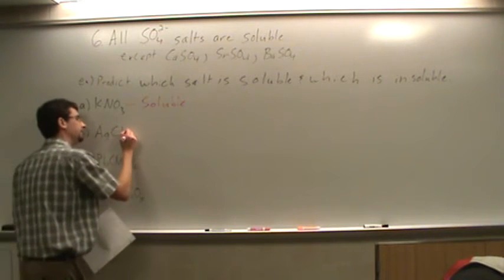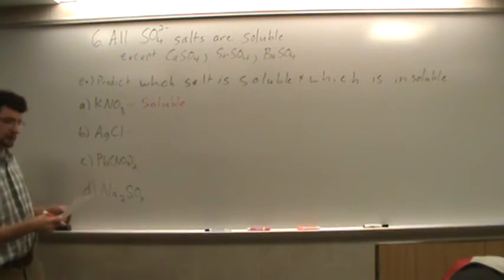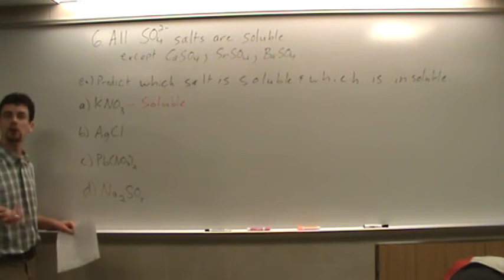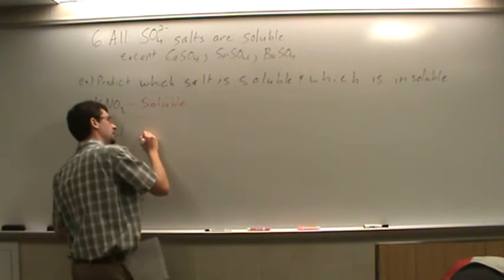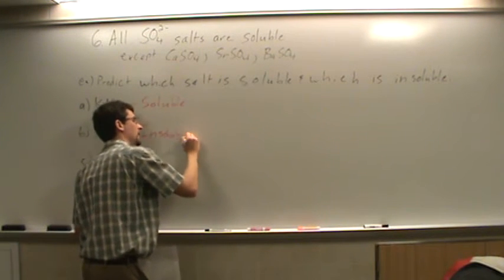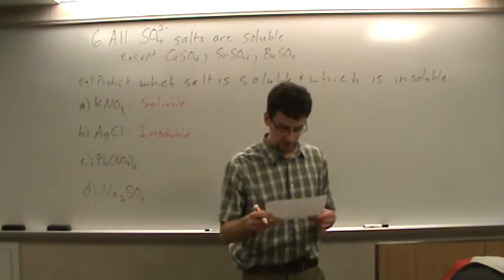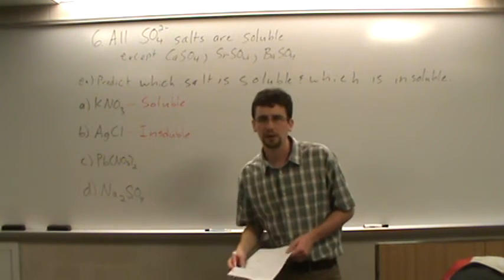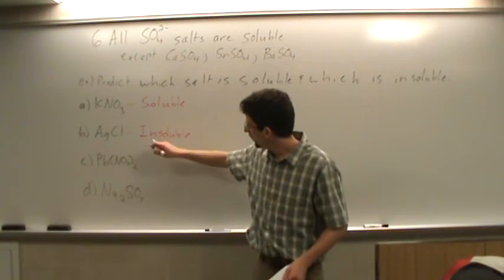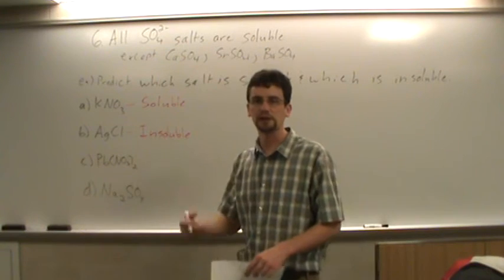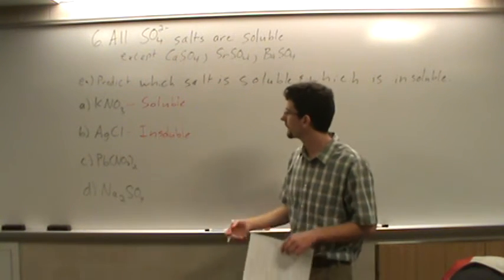Silver chloride. If we look at our rules and you look at rule 3, it says all silver salts are insoluble. This is insoluble. But you may look at the rule beneath and it says all chlorine anion salts are soluble. But this is insoluble. Remember, rule 3 takes precedence over rule 4.